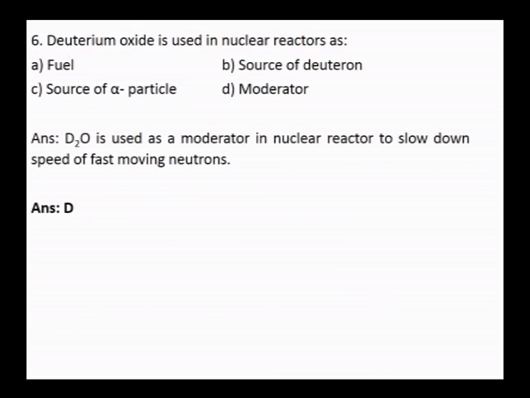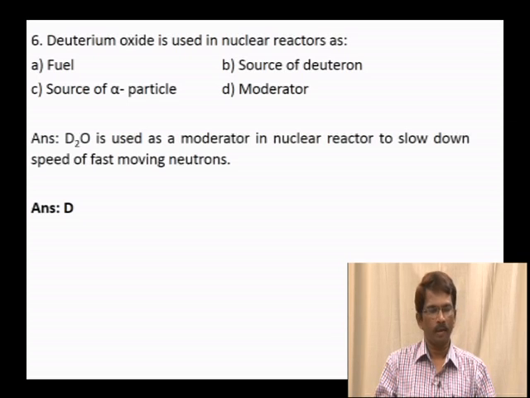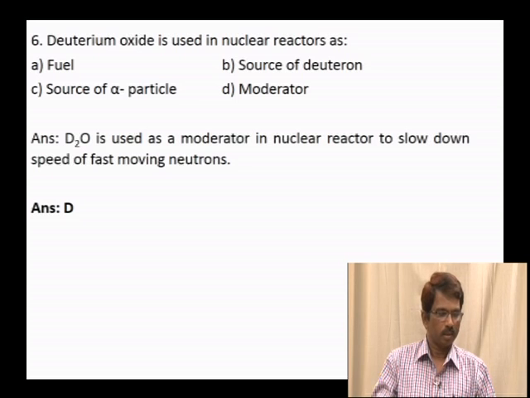Question number 6: deuterium oxide or D2O. This is also called heavy water, and is used in nuclear reactors as, the options are, fuel, source of deuteron, source of alpha particle and moderator. In nuclear reactors, the role of heavy water or deuterium oxide is to slow down the fast moving neutrons. That phenomenon is called moderator action. D2O is used as a moderator to slow down the fast moving neutrons, and hence the correct answer is option D.